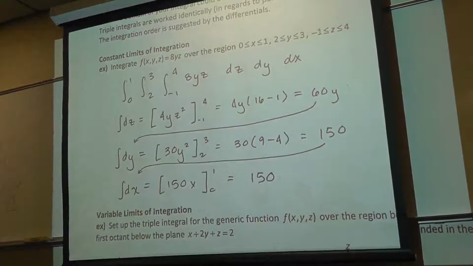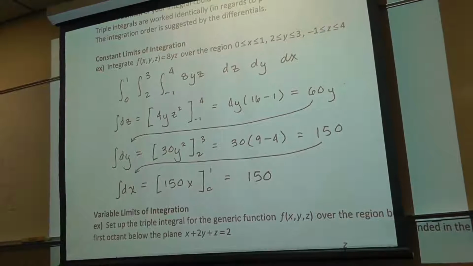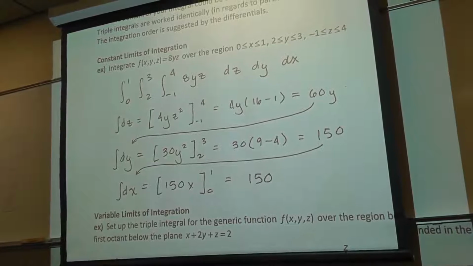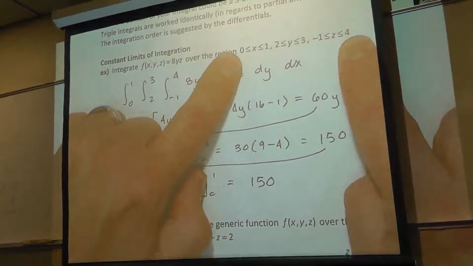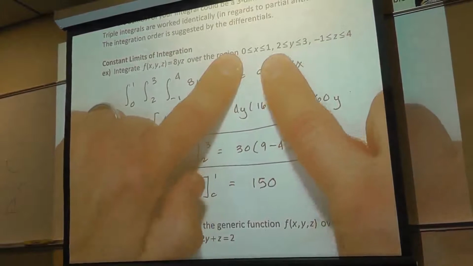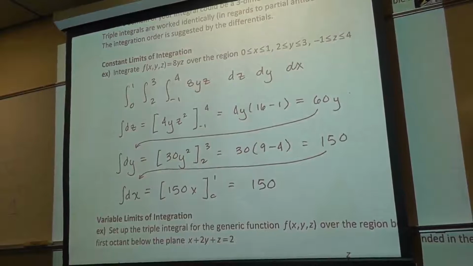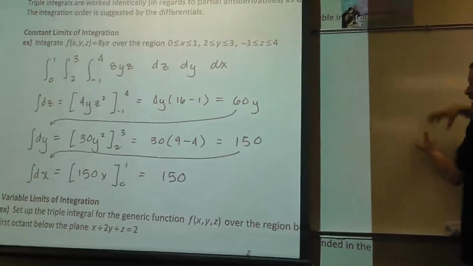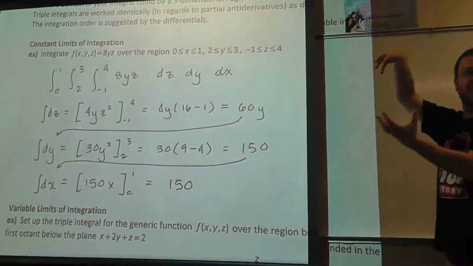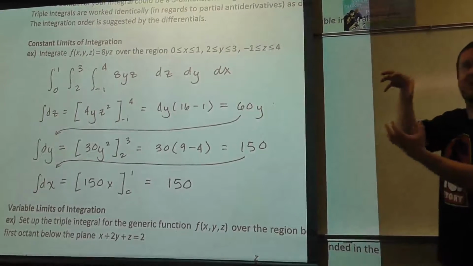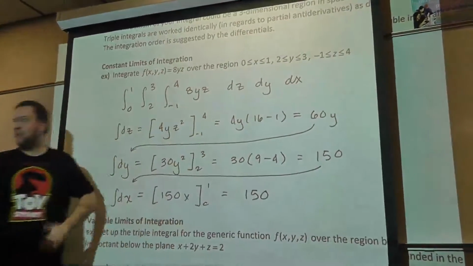But yeah, that's the overall value of this triple integral. The problem is, I can't draw a picture of what this 150 represents. I can draw a picture of this region in space: it's just 0 to 1 for x, 2 to 3 for y, and then -1 to 4 for z. So that's just some kind of rectangular brick of space in 3-space. But that's the domain of inputs that you're plugging into this thing to get the outputs.